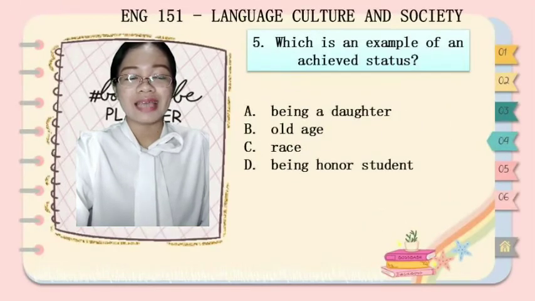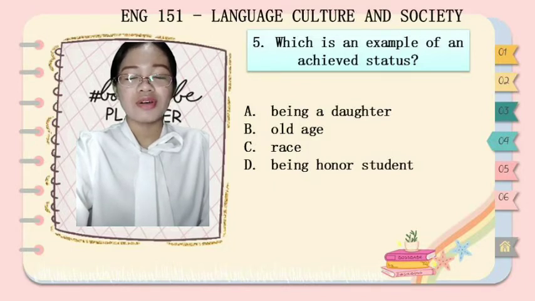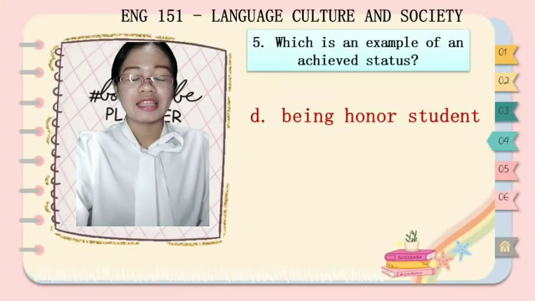So for our next item we have here, which is an example of an achieved status. Letter A, being a daughter. Letter B, old age. Letter C, race. Or letter D, being honor student. So an example of an achieved status is letter D. The correct answer is being honor student.